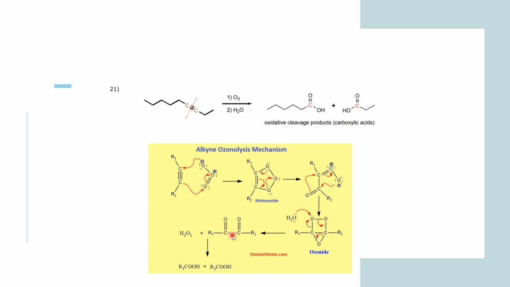So thus, when you treat an alkyne with ozone, unlike in the case of alkenes where we got two molecules of carbonyl compounds, here we get two molecules of carboxylic acids. And the last step, in which the dicarbonyl compound is oxidatively cleaved, plays an important role in this mechanism. So let us move to the next question.